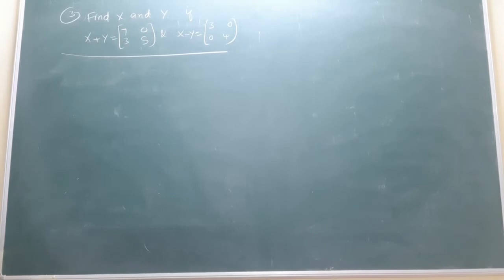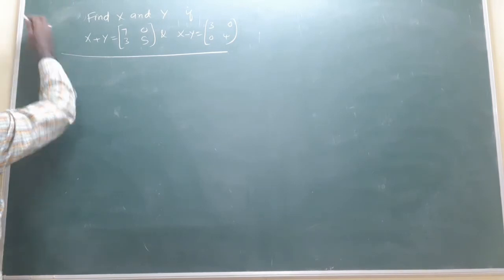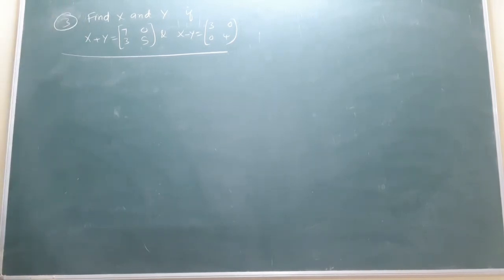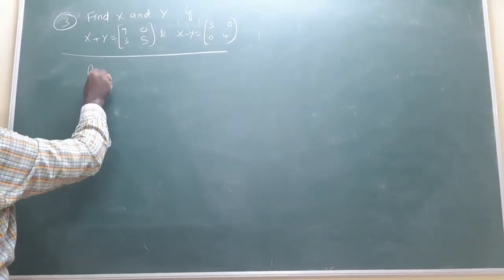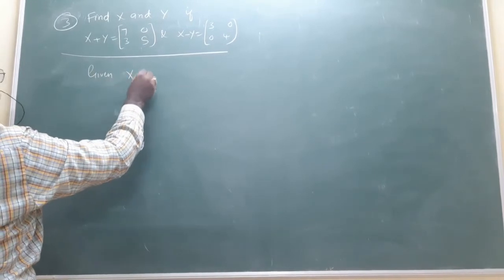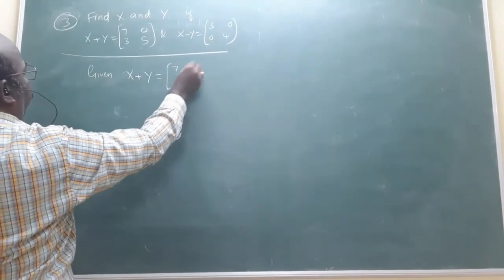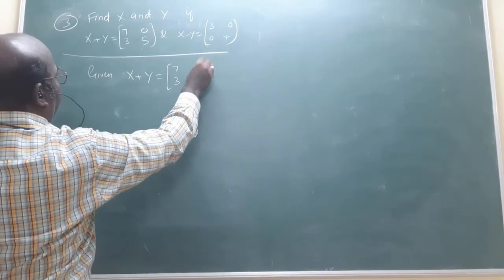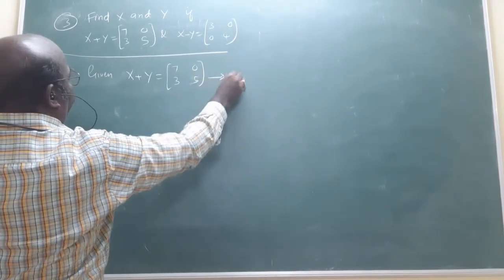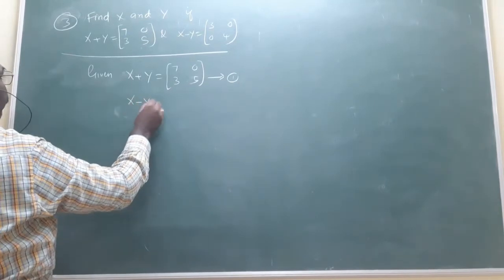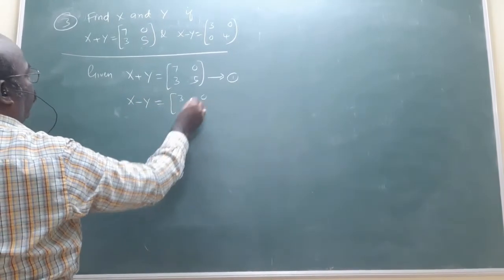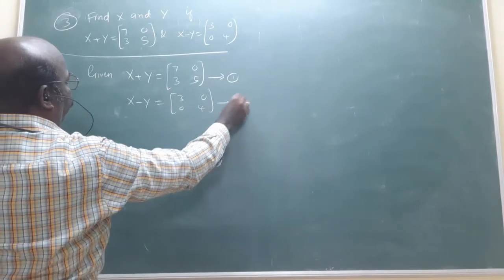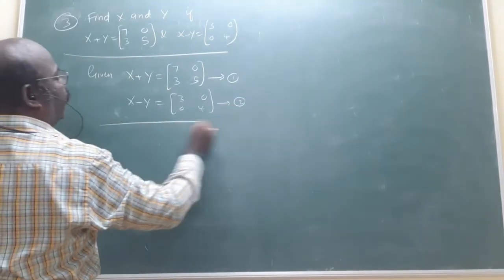Now question number 3, exercise 3: find X and Y. If X plus Y equals 7035 and X minus Y equals 3004. X plus Y equals 7035. This is the first equation. Next, X minus Y equals 3004. The second equation. Then directly add 1 and 2.